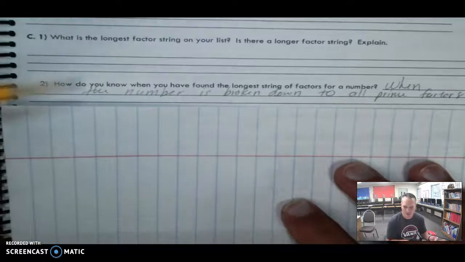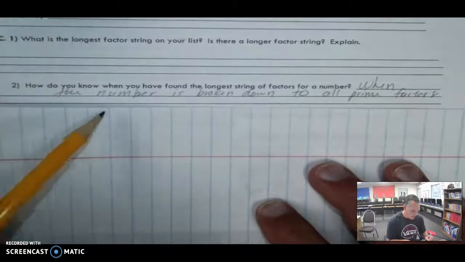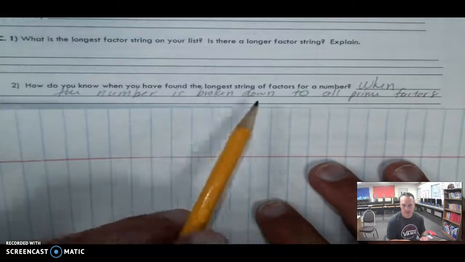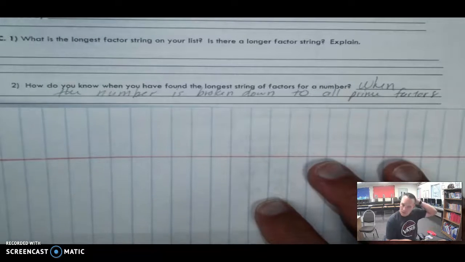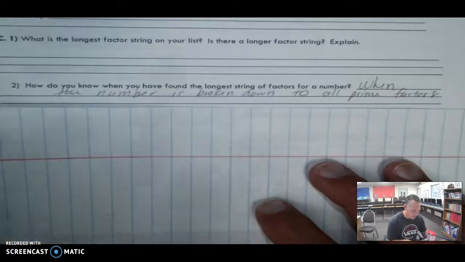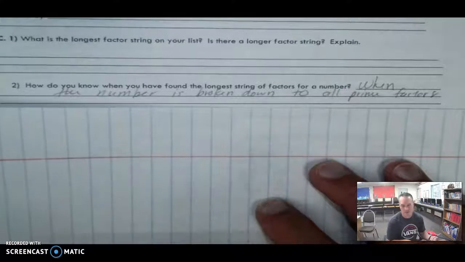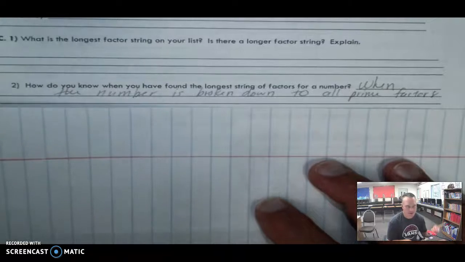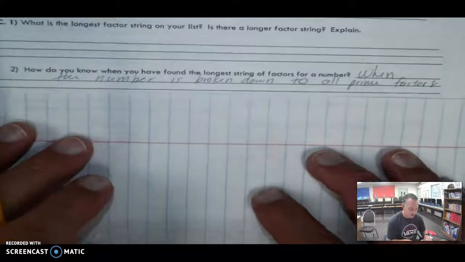So the way that you know you're done is when the number 840 is broken down into all prime factors. So it's all 2s, 3s, 5s, 7s, 13, all that stuff. That's how we know it's broken down into its smallest form. And that's how you can count those factors and figure out how long it is.